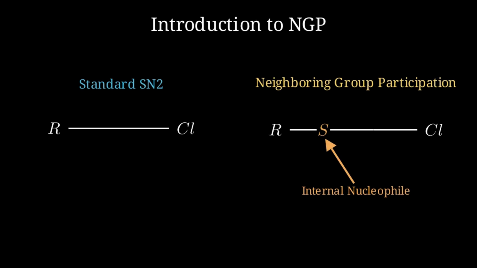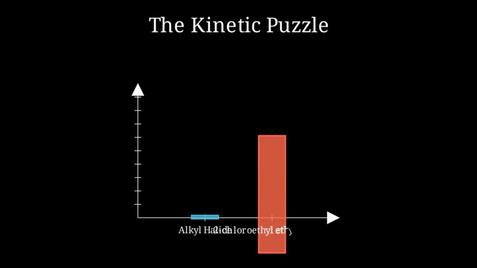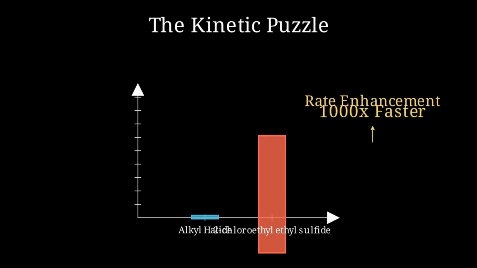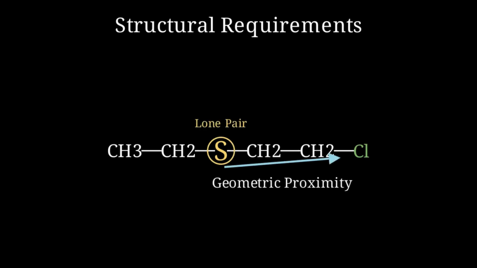When we compare the hydrolysis of a standard alkyl halide to a halothioether, the sulfur-containing molecule reacts significantly faster. This suggests that the sulfur atom isn't just a spectator, it is actively participating in the rate-determining step of the reaction. For NGP to occur, the neighboring group must have a lone pair of electrons and be positioned geometrically to reach the electrophilic center. In halothioethers, the sulfur atom is perfectly placed to kick out the leaving group from within the molecule.